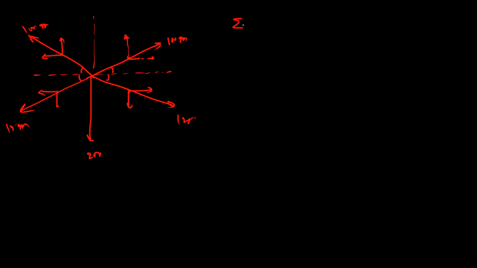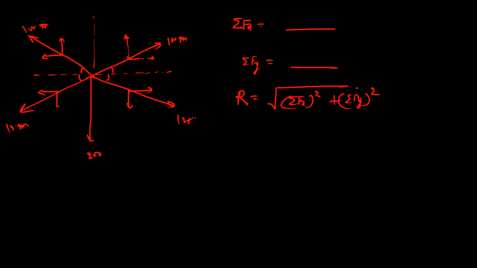And then write summation Fx, write summation Fy, find out the resultant by using this formula, square root of summation Fx square plus summation Fy square. Okay, and also you can find out the angle of the resultant. So theta is equal to tan inverse summation Fy upon summation Fx. So before that, observe the sign of summation Fx, summation Fy.